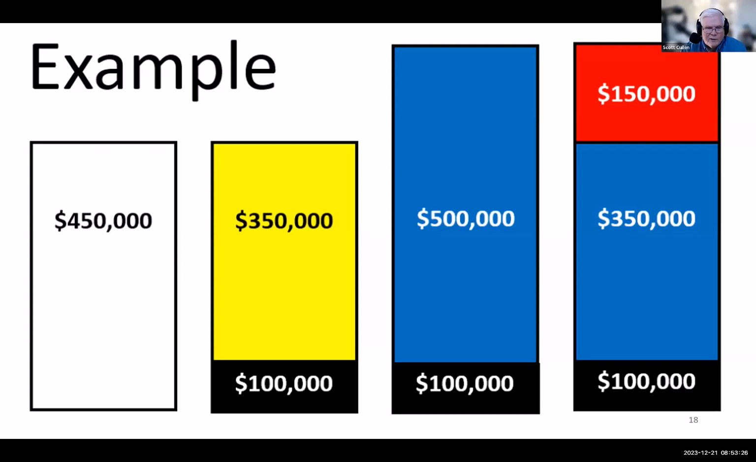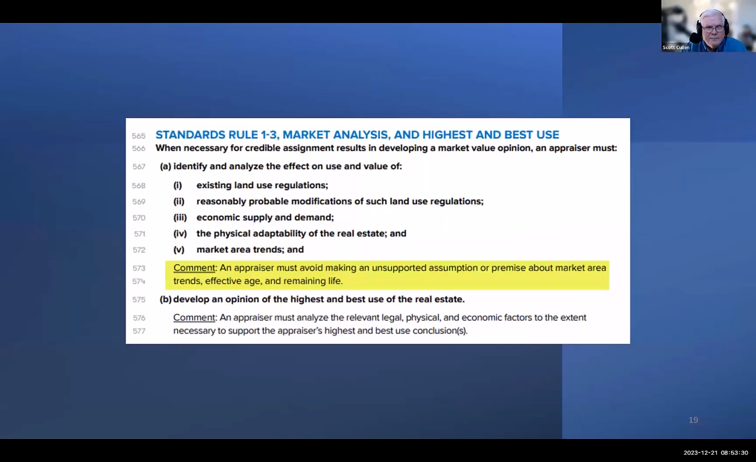Why is this important? There are many reasons, but let's start with USPAP. Standard Rule 1-3 states an appraiser must avoid making an unsupported assumption or premise about market area trends, effective age, and remaining economic life. Most appraisers are aware of the importance of supporting market area trends.